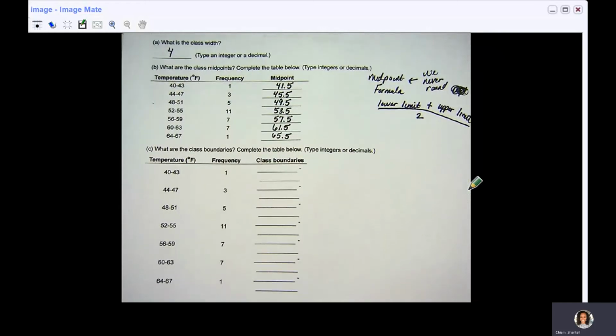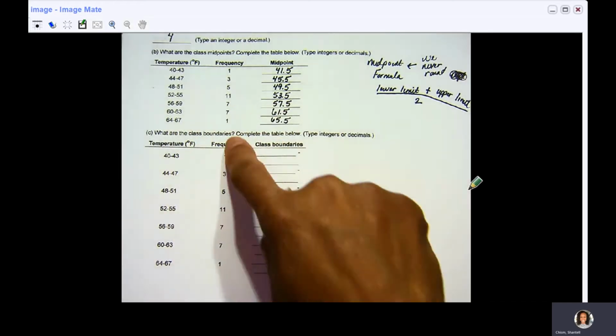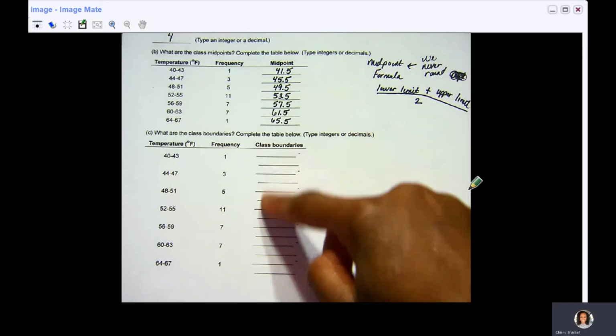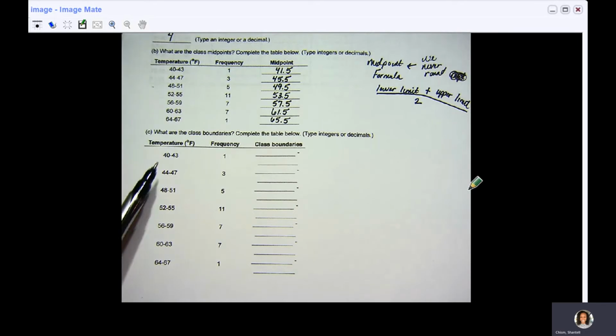Now, the temperatures are the classes, then you've got the frequencies. To get these last values, the class boundaries, you take out the gap between the classes. You're removing the break between the classes. Remember how we said that they consecutively followed each other, but there was no overlapping? That one ended at 43, that one began at 44. That one ended at 47, so that one began at 48. Well, the class boundaries actually put the overlap back.